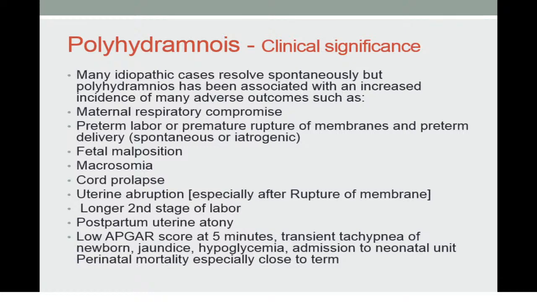Fetal malposition in the uterus occurs because of the overextended uterus, the widened cavity of the uterus and amniotic fluid. Fetal movements are freer compared with normal volume of amniotic fluid, and it leads to malposition: transverse lie, longitudinal, oblique lie, or breech presentation, cord prolapse, as I already told, uterine abruption, especially after rupture of membranes, longer second stage of labor, postpartum uterine atony. It is logical because it was overextended throughout a number of months.